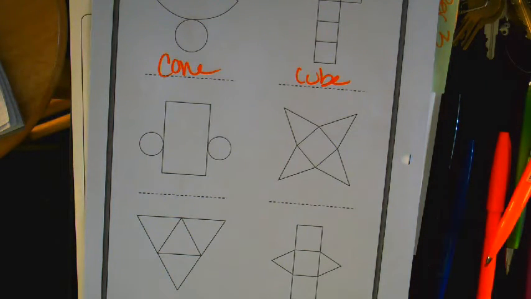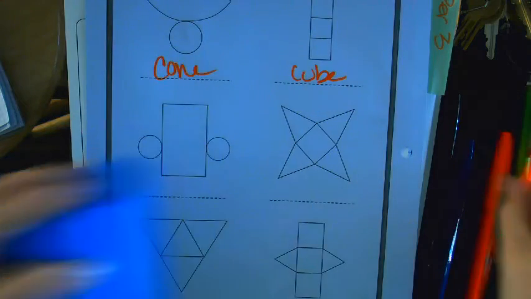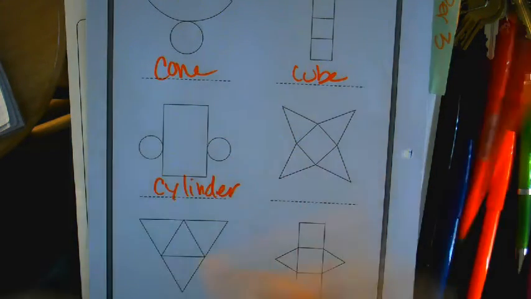Next one. What do we call that? Cylinder. Very good. Cylinder. It's weird in a way. You got your two circles and the rectangle. Close it up. It becomes a cylinder. Okay.